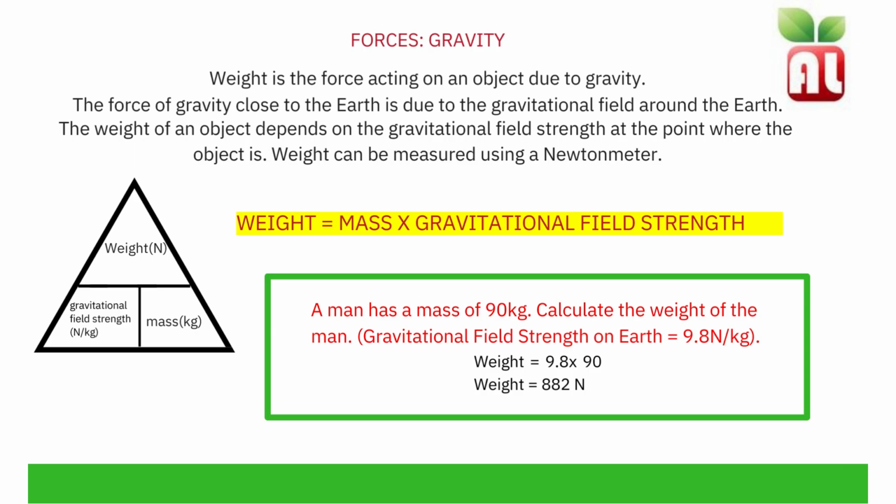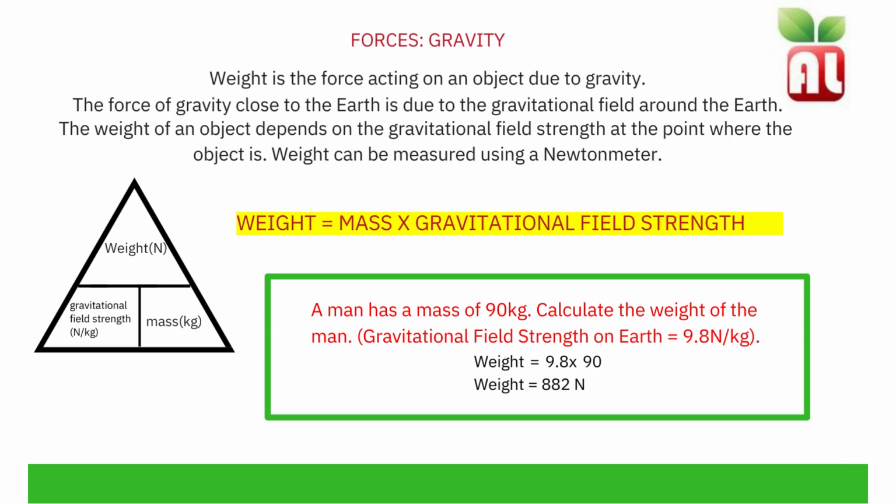The following equation links weight, mass and gravitational field strength. This is not given on the physics equation sheet and therefore needs to be learnt. Weight equals mass multiplied by gravitational field strength. On Earth, the gravitational field strength is 9.8 newtons per kilogram, meaning for every 1 kilogram of mass of object on Earth, there is a downwards force of 9.8 newtons.